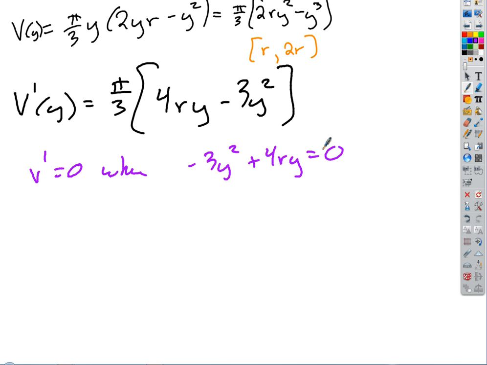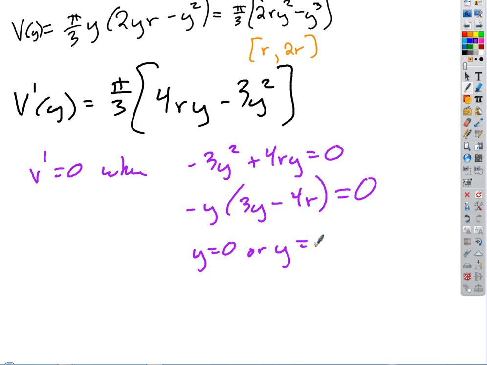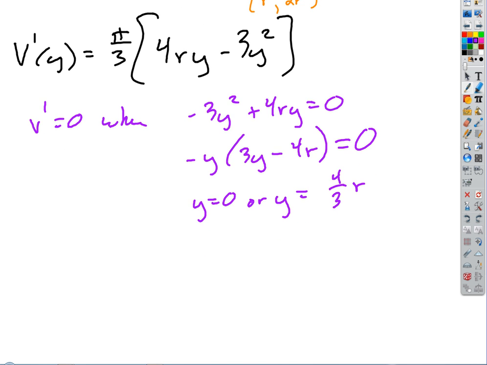Factor out a y. Good, I'm going to factor out a negative y, leaving us with 3y minus 4r. And so what are my zeros? 0. Okay, so either y equals 0 or y equals 4/3 r. Right away, which one of those do you think is probably going to end up being our solution? 4/3 r, yeah. Okay.